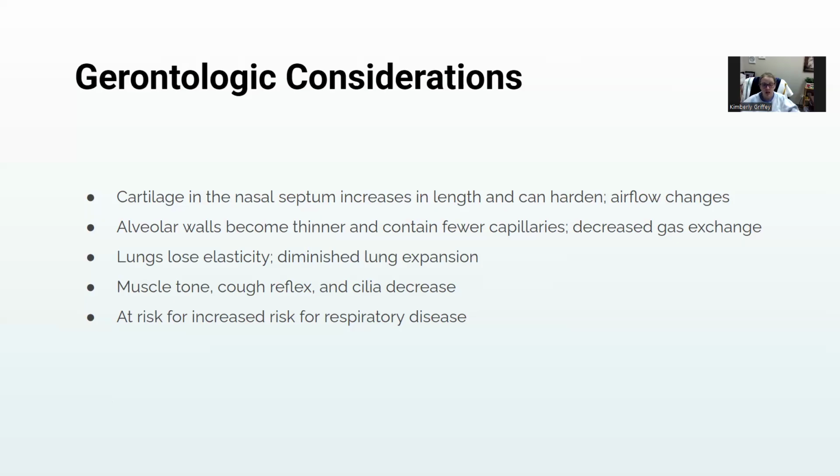Our muscle tone is going to change, our cough reflex, and the amount of cilia we have is going to decrease. So then we're at an increased risk for respiratory disease. So if we can't breathe like we normally would, and the muscles and tissues are more rigid, it's all going to affect how we breathe on a daily basis.